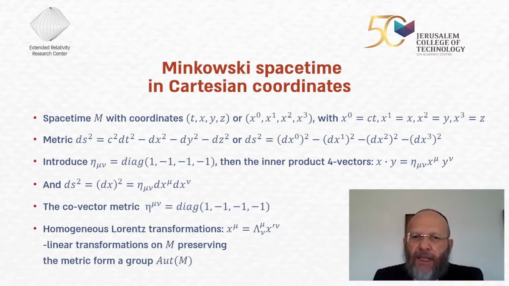Now, there is a one-to-one correspondence between Aut M and Aut D, because any linear transformation, Lorentz transformation, preserving the metric defines a transformation on the velocities. And in reverse, if you know it on the velocities, you know what it is doing to the origin, and you can get the Lorentz transformation. So those are two equivalent groups.